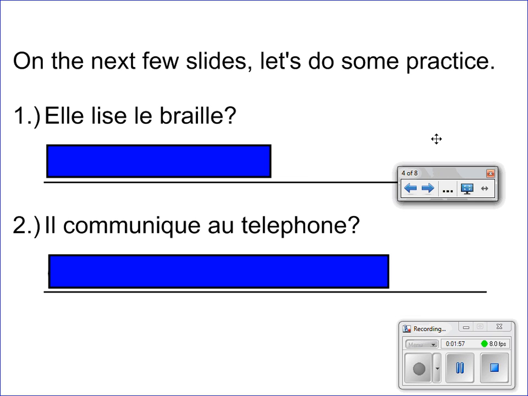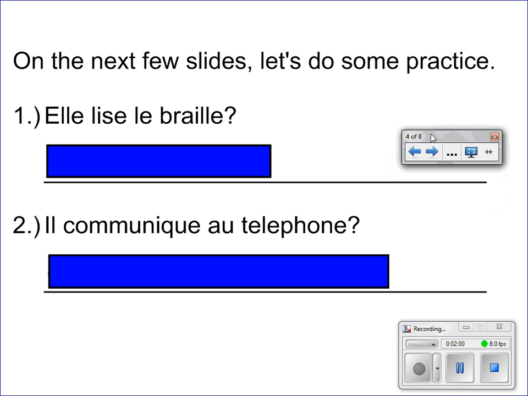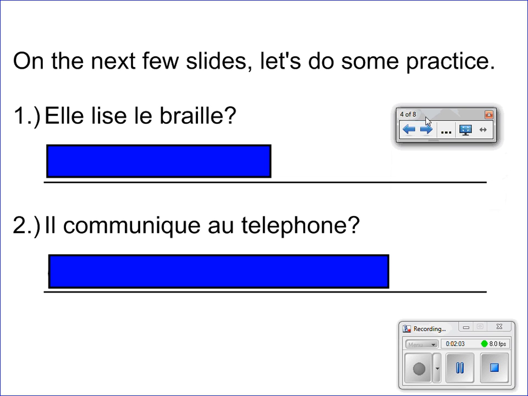Okay, on the next few slides, we are going to rewrite the questions so that they use l'inversion. Elle lit le braille. She is reading in braille. Put the video on pause so that you can jot down what you believe is the correct solution. I'll just give you a couple of hints. The subject is elle, the verb is lit, and lit ends with a vowel. So put the video on pause now and try out this problem at home.